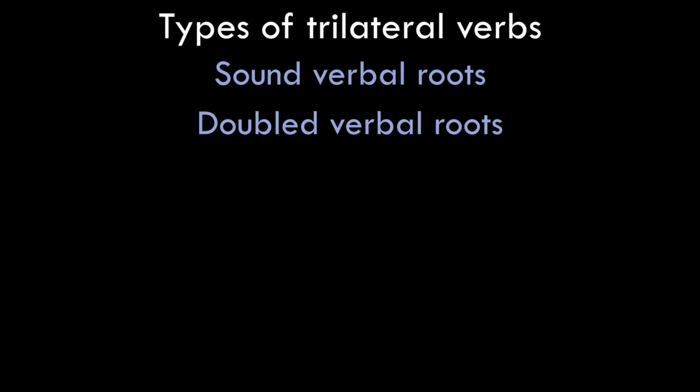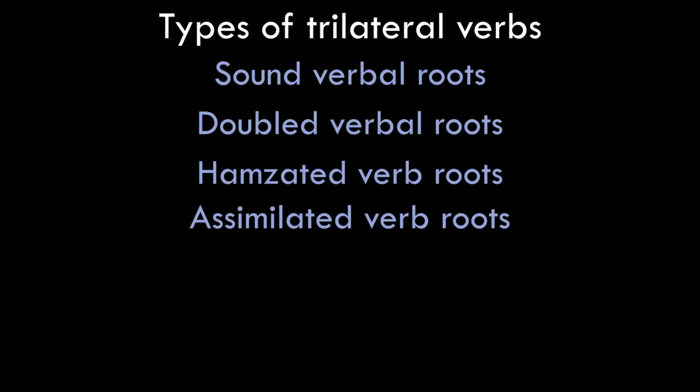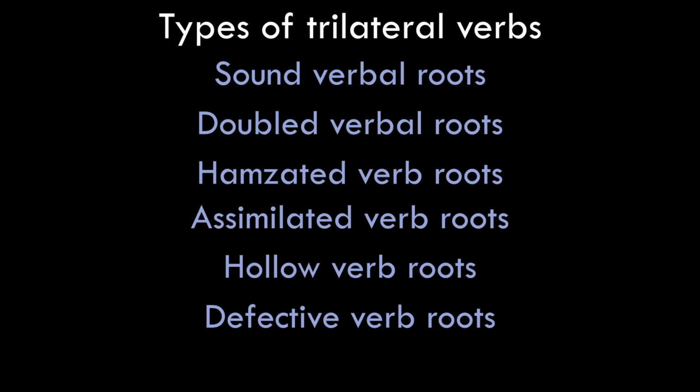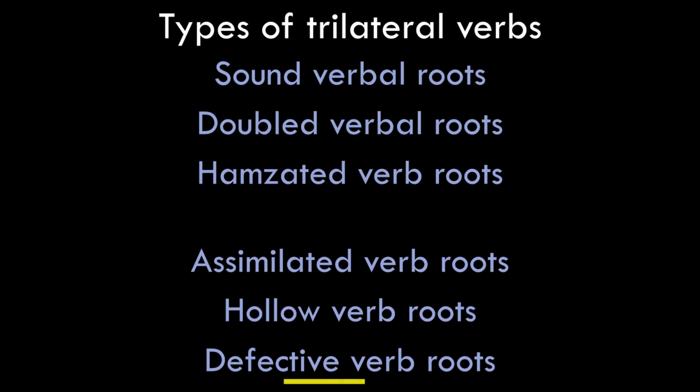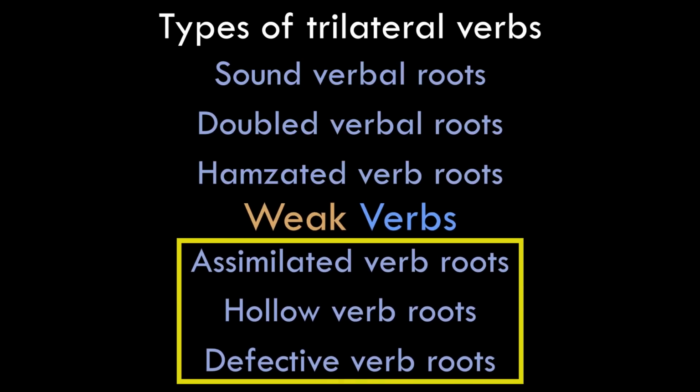The one that has a hamza between its root letters, hamzated verb roots. The one that starts with a weak letter, assimilated verb roots. The one that its middle letter is a weak letter, hollow verb roots. And the one that ends with a weak letter, defective verb roots. These last 3 types of verbs are the weak verbs.